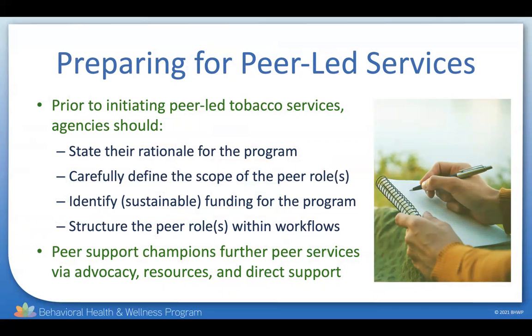And perhaps the most important step of all is to carefully define the scope of the peer role or roles that are to be created. It's critical, again, that the supervisors of the peers understand and support their role and help make sure that peers stay within the scope of that role. Naturally, the peers themselves must understand what their role entails too, and what it does not. But it's also important that all staff members have some understanding of the role too.